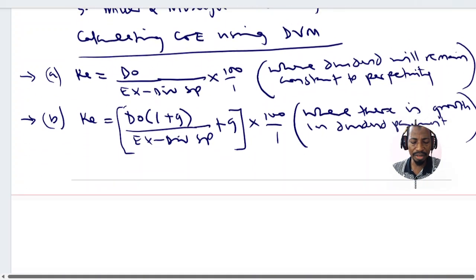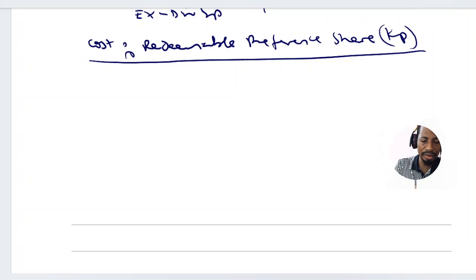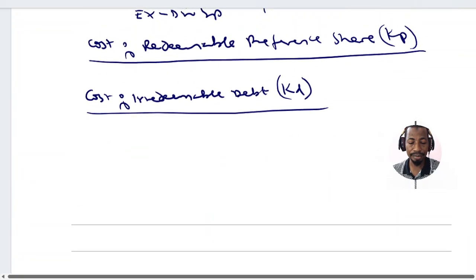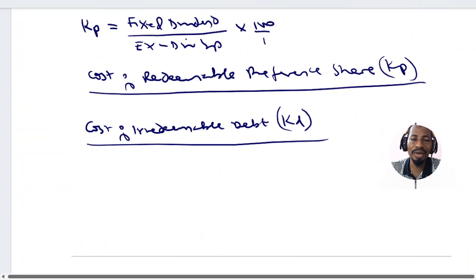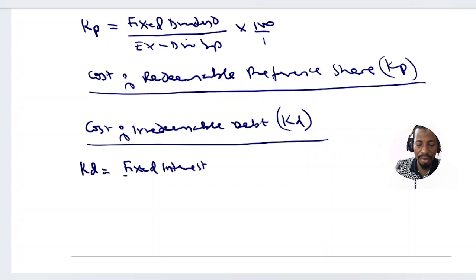So what do you mean by irredeemable debt? Just like you have redeemable and irredeemable preference share, let me put it down: the cost of irredeemable debt, KD. The cost of irredeemable debt is the one in which the company will pay annual fixed interest to perpetuity, but the principal will not be repaid. So the cost of irredeemable debt will be computed as the ratio of fixed interest to ex-interest price, depending on whether there is tax or no tax. Like I said, the cost of irredeemable debt is computed as fixed interest divided by ex-interest price.